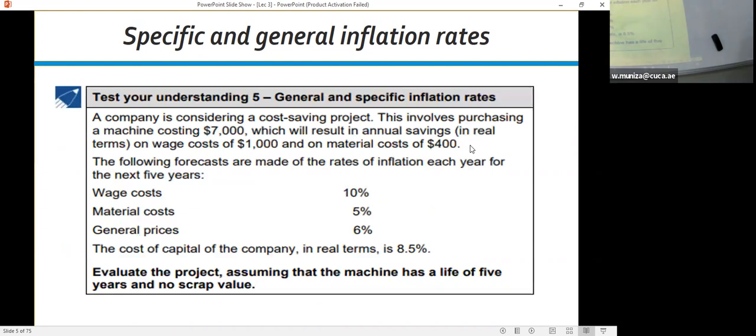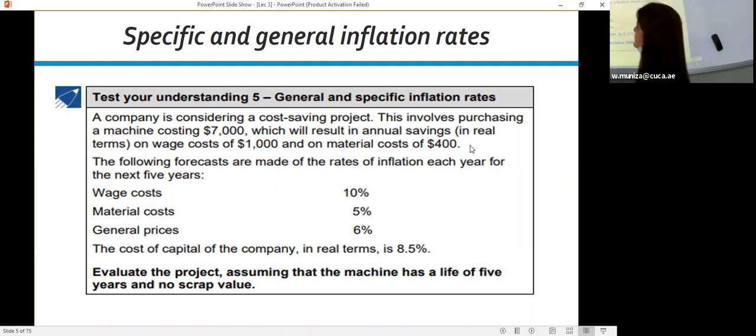Okay, now here is understanding number 5. Let's see how it is going to be applied. Evaluate the project assuming that the machine has a life of 5 years and no scrap value. What is the meaning of evaluating a project? We need to calculate the NPV, net present value. The machine life is 5 years. So on the top, please mention the life of the project, 0, 1, 2, 3, 4, 5, and downside, you are going to mention the cash flows.